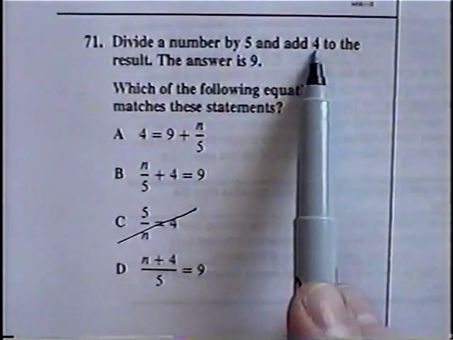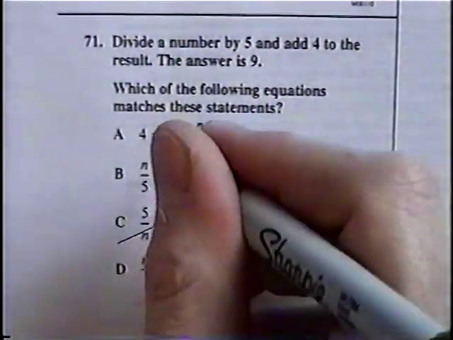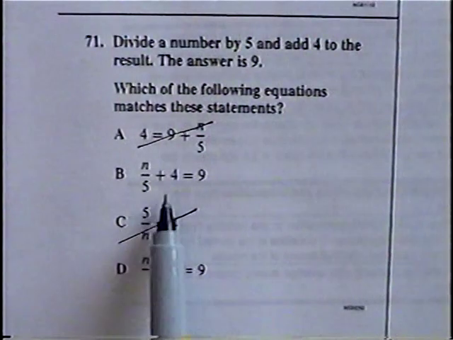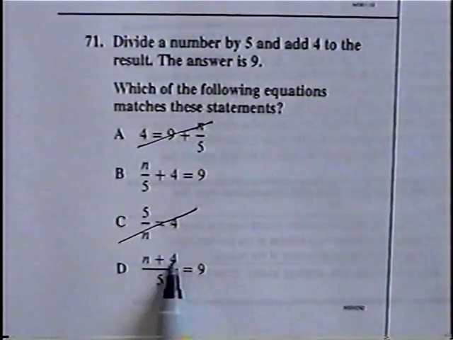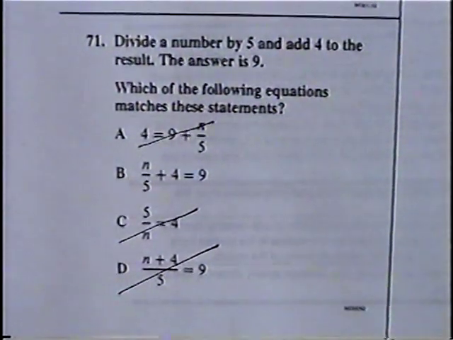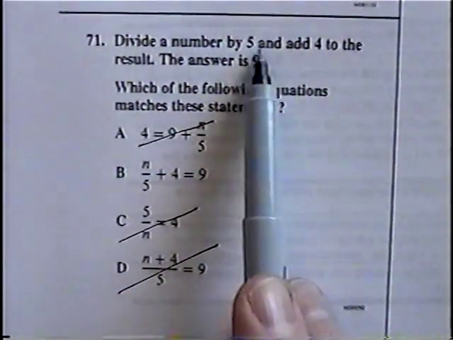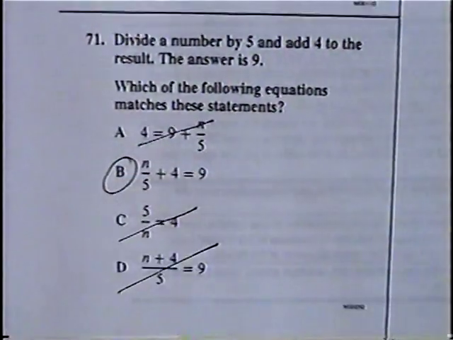After we divide by 5, we're going to add 4 to the result. In letter A, we're adding 9 to the result, which is incorrect. Letter B, we're adding 4, which could be correct. And letter D, we're adding 4, but then dividing by 5, which would be incorrect. The question wants us to divide by 5 first, and then add 4, which would be letter B.